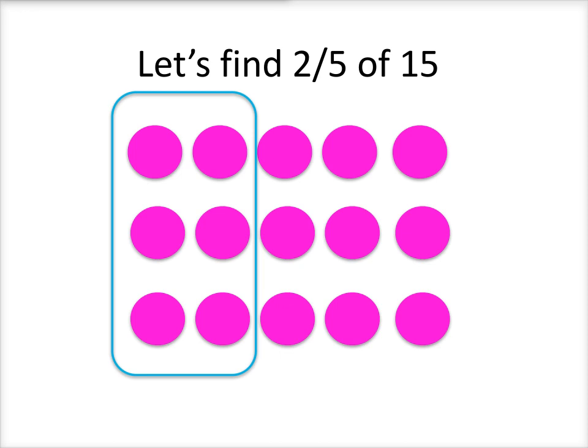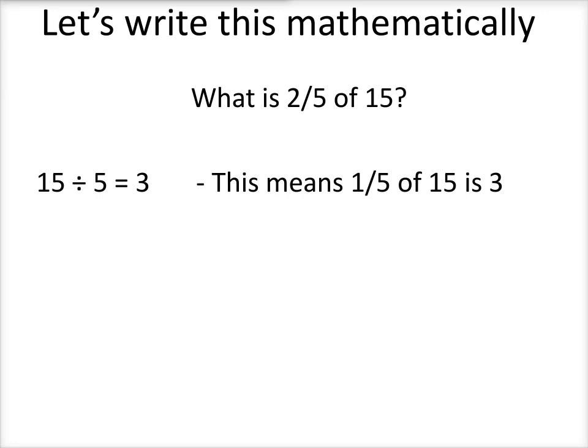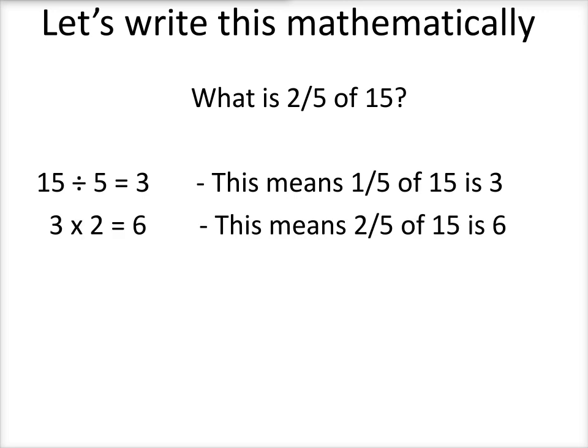Let's look at how we can write this mathematically. If the question is, what is 2/5 of 15? My first step could be, I'm going to divide 15 by 5. That will tell me what 1/5 equals. So I know that 1/5 of 15 is 3. To find out what 2/5 are, I would multiply that answer by 2. 3 times 2 equals 6. So 2/5 of 15 is 6.